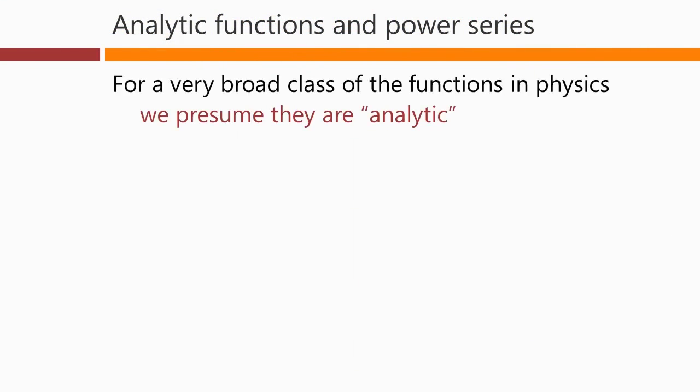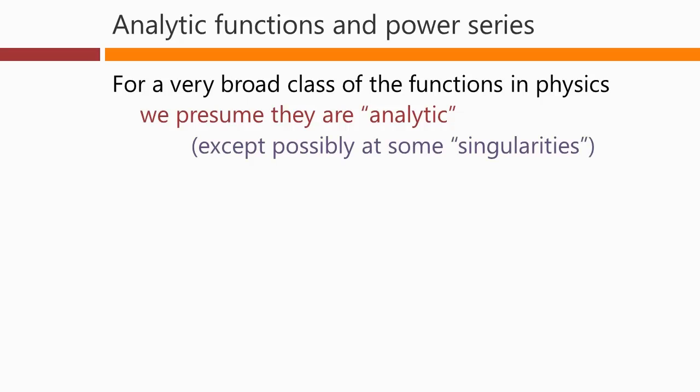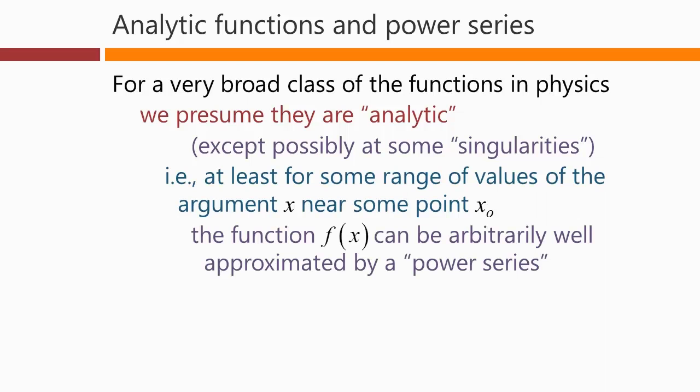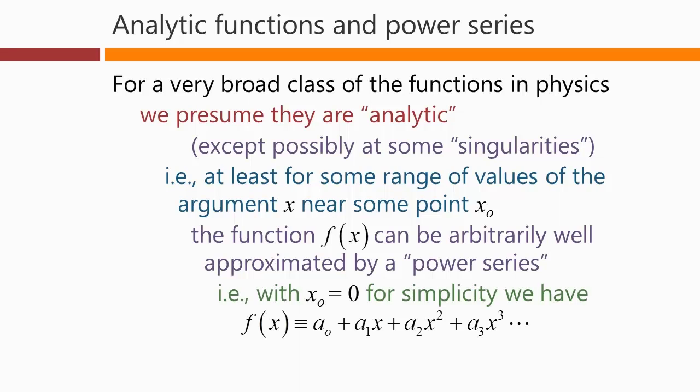For a very broad class of the kinds of functions that we come across in physics, we can presume that they are what is called analytic, except possibly at some singularities, or at least within some region. So, at least within some range of values of our argument x, maybe near some point x0, we're presuming that our function f of x can be approximated arbitrarily well by a power series.